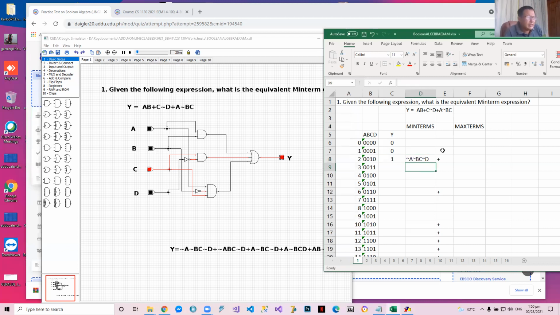Why is it like that? Because the first zero means not A, the second zero is not B, the one here is C, and the last zero is not D. So that's how we convert this. Okay, so we found one min term.